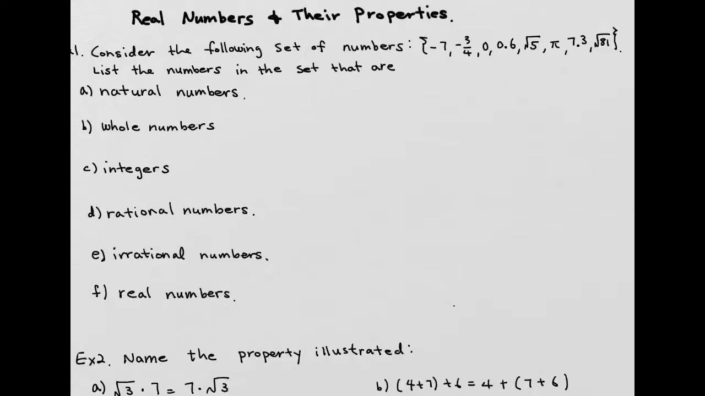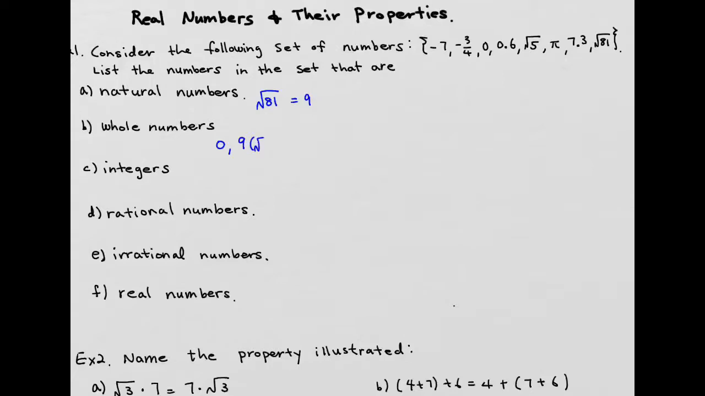Okay, so let's look at natural numbers from the given. It's going to be only the square root of 81 that I see, because we know that the square root of 81 is equal to 9, and that is a natural number. So the natural number is 9. What about whole numbers? The whole numbers from the set are going to be 0, since we have a 0, and 9.